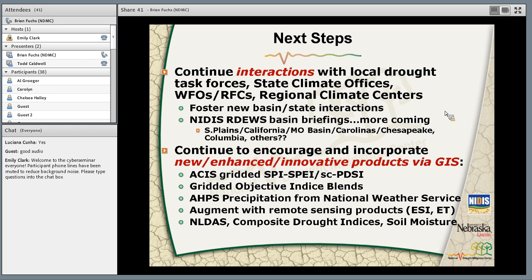Again, we want to bring in more of this data via GIS. And so when we work with people that are trying to supply us with information or data, we talk to them about how vital it is for them to do this in GIS. Bringing in some of these gridded data sets or interpolated products makes it available for us to use right in our map making of the weekly product.